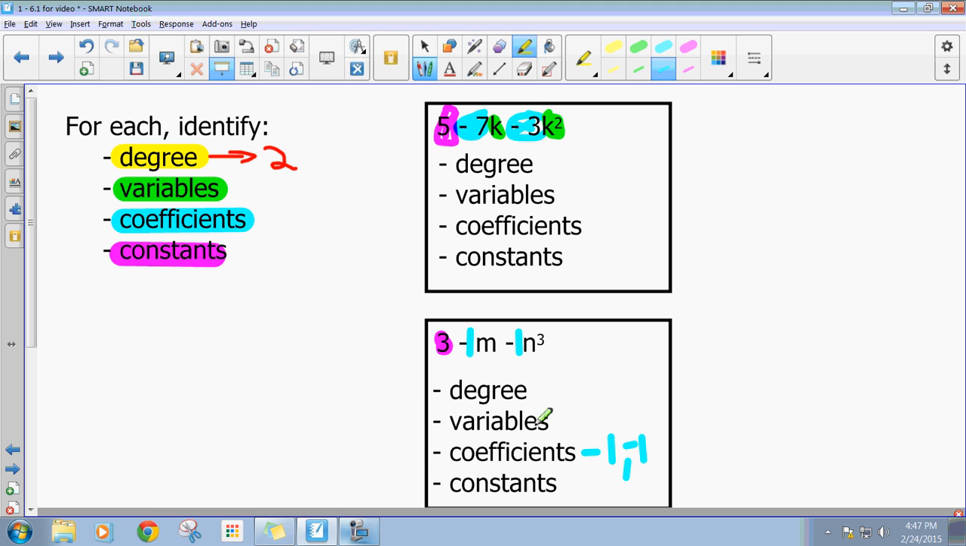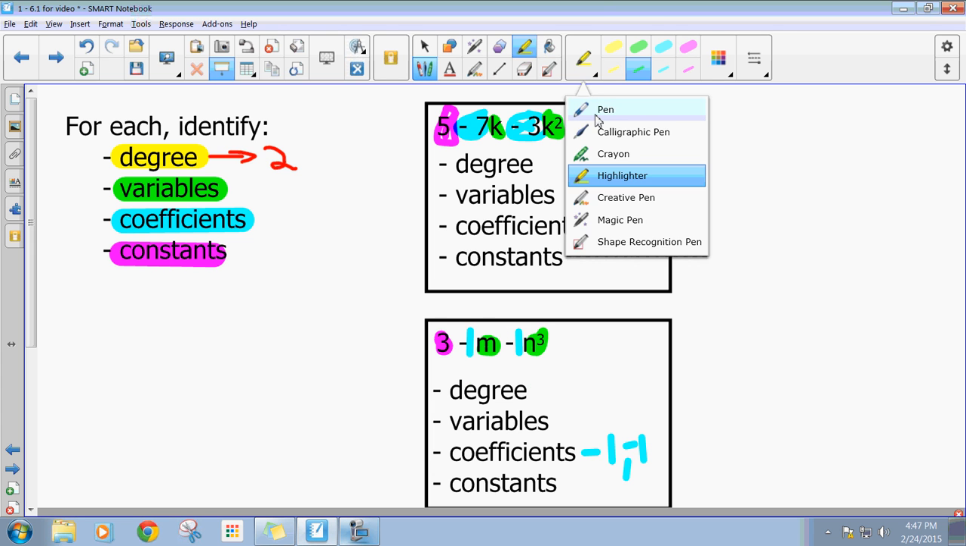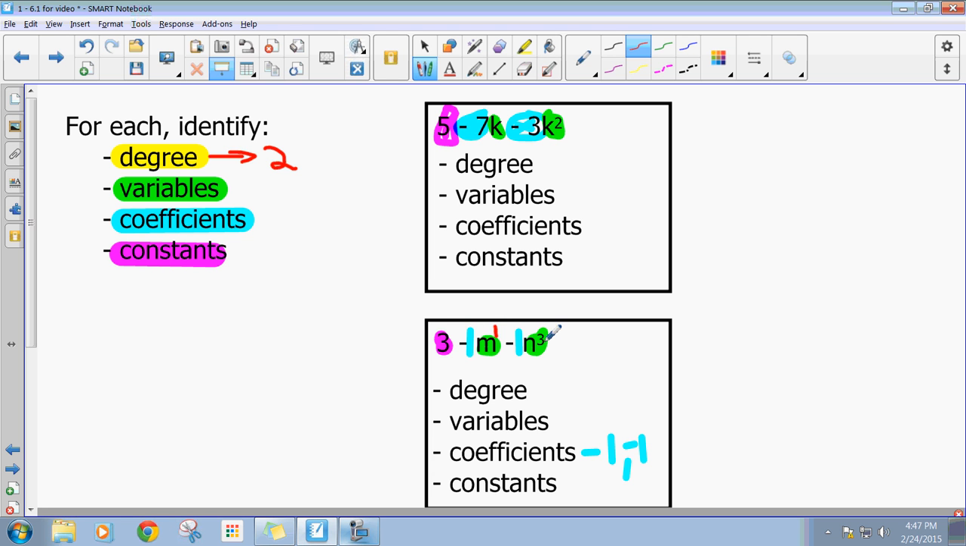Now our variables. Our variables are the alphabet letters. We have a variable called m, and we have a variable of n cubed. You have to include your exponent. And finally, what is our degree? Well, the m has a degree of simply 1. The n has a degree of 3. 3 beats out the 1, so our degree is 3.